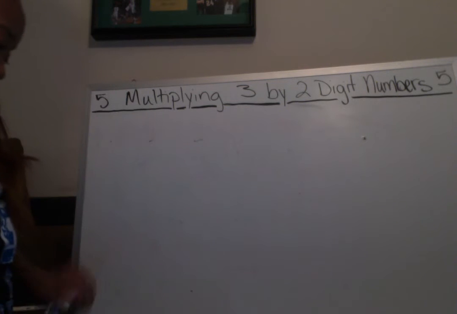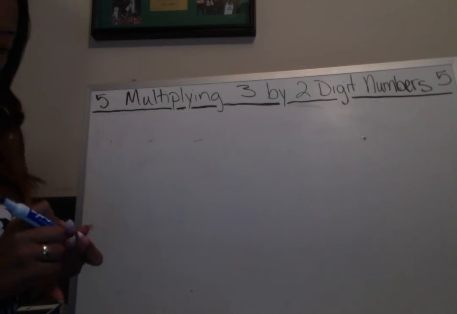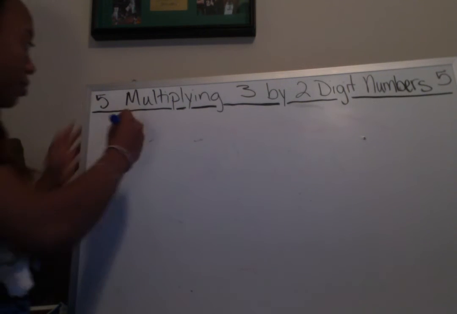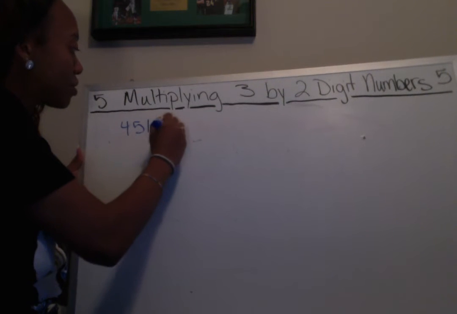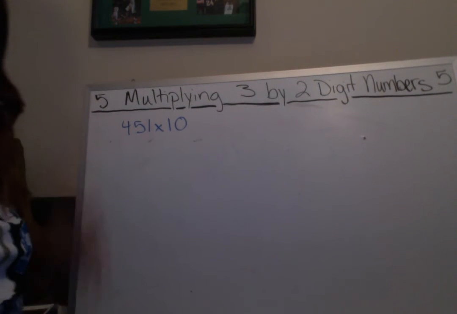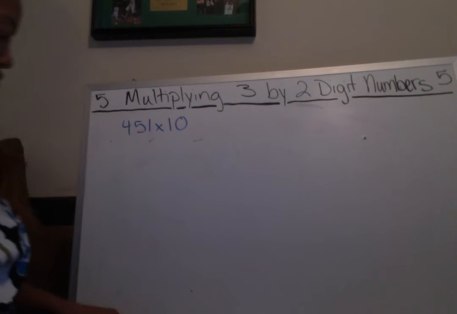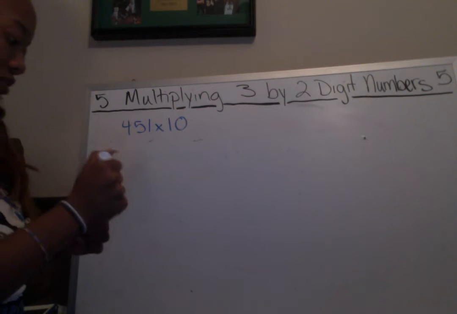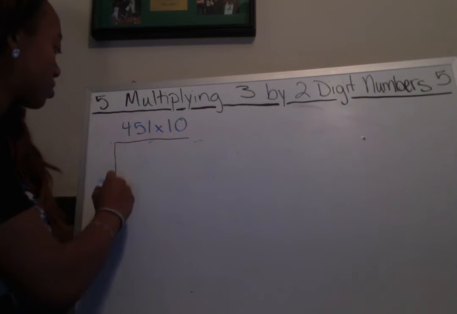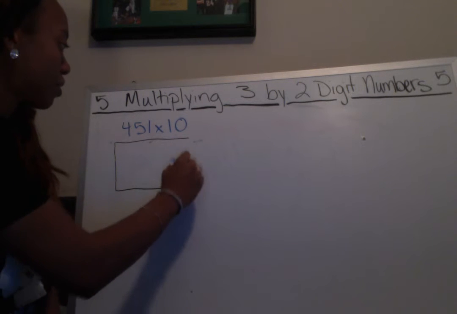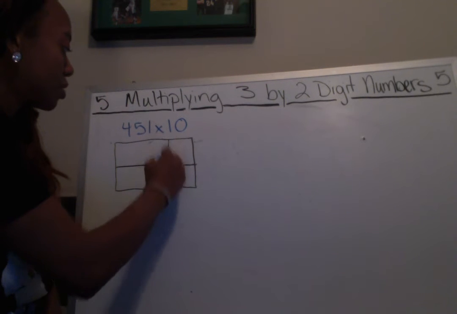All right, the first thing you're going to write in your journal is the problem 451 times 10. After you've done that, I'll do it in another color. You're going to draw a box underneath it. You're going to cut it up into 6 pieces.